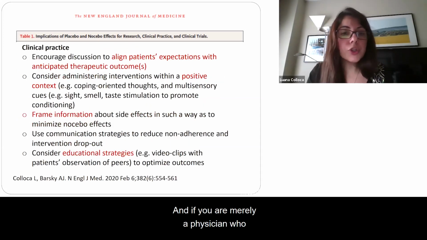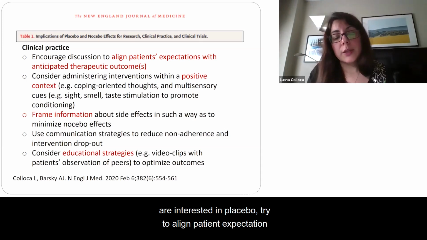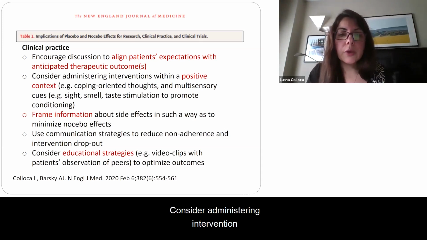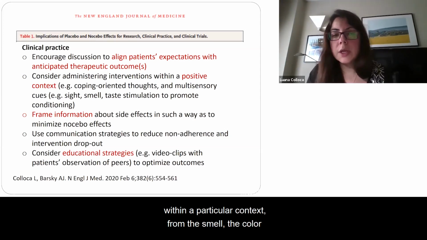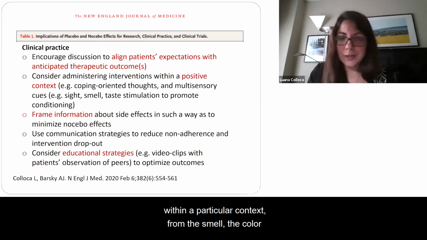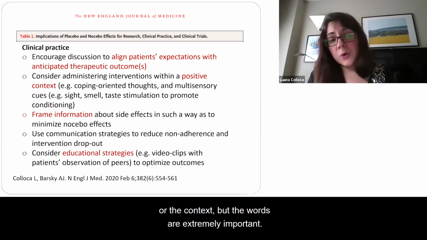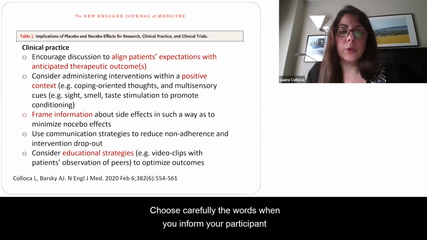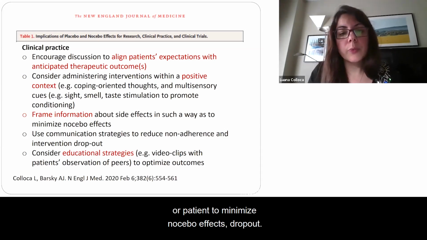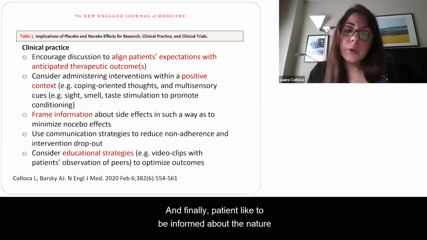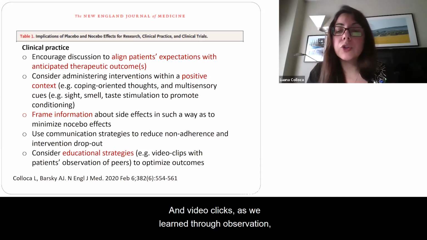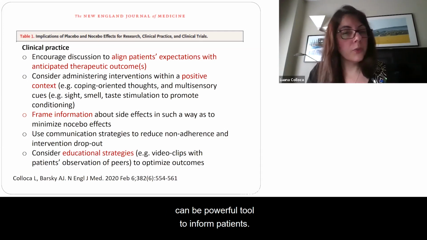And if you are a physician interested in placebo, try to align patient expectation with the anticipated therapeutic outcome. Consider administering interventions within a positive context, from the smell to the color of the context, but the words are extremely important. Choose words carefully when you inform your participant or patient, to minimize nocebo effects and dropout. And finally, patients like to be informed about the nature and the realm of placebo, and video clips, as we learned through observation, can be a powerful tool to inform patients.